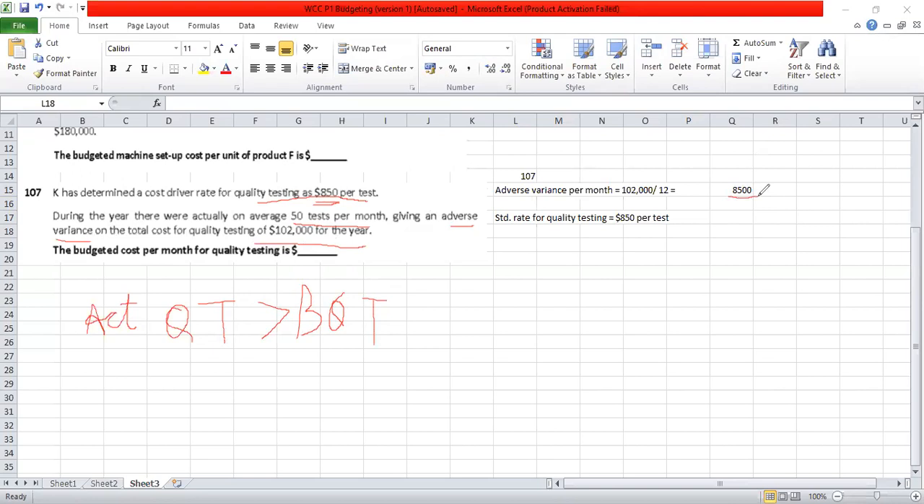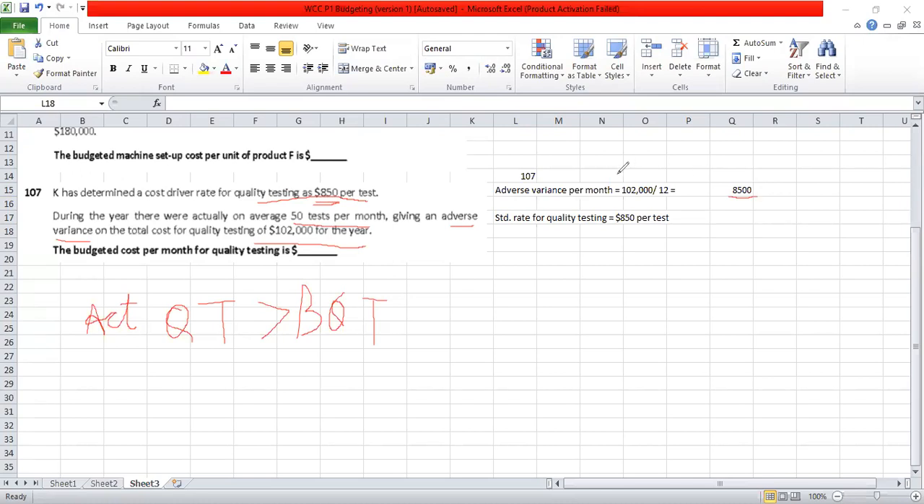When the costs are calculated, it is the budgeted rate into the number of budgeted quality tests. Then we have the actual tests, given as 50, multiplied by the rate. So we have two sets of cost: one is the actual cost and one is the budgeted cost. Now the actual cost is more than the budgeted cost by 8,500 per month. If the rate is 850 per test, how many budgeted tests are there is what we can find out.